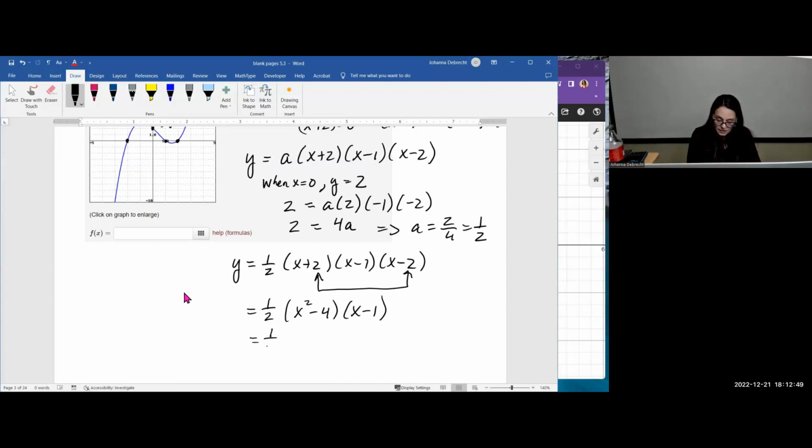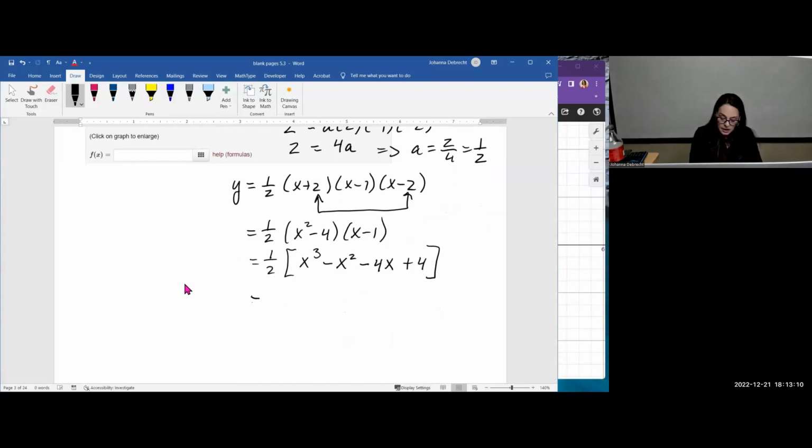And then I'm going to do the distributive property, or you can think of it as FOIL. So you have x squared times x, which gives you x cubed. x squared times negative 1 is negative x squared. Negative 4 times x is negative 4x. And negative 4 times negative 1 is positive 4. And then the whole thing is multiplied through by 1/2. So in fully multiplied out form, my function of x would be 1/2 x cubed minus 1/2 x squared minus 2x plus 2, right?